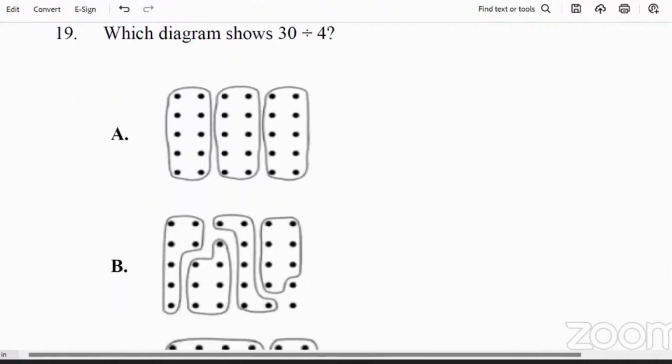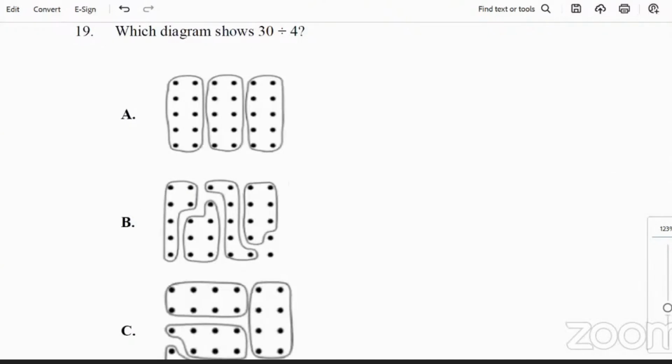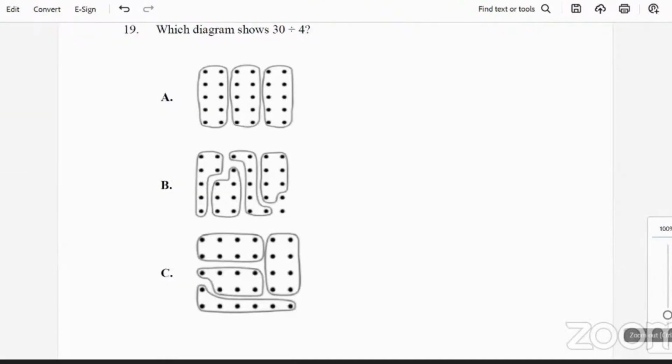Now, 19 says, which diagram shows 30 divided by 4? All right, let me make this a bit smaller so we can see all the options at the same time. You guys are able to zoom to see, as I said. Let me see if I make it a little bit bigger. No, I have to make it smaller. All right, so which diagram shows 30 divided by 4? So of course we have to make sure that we are seeing 30 items, and then we're dividing by 4.